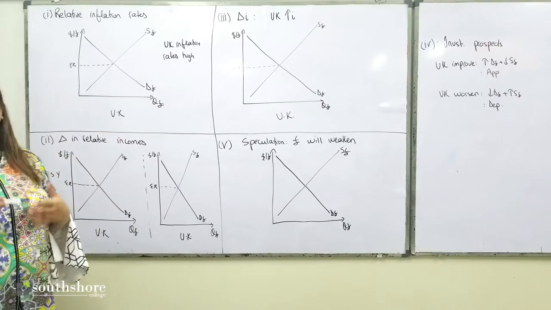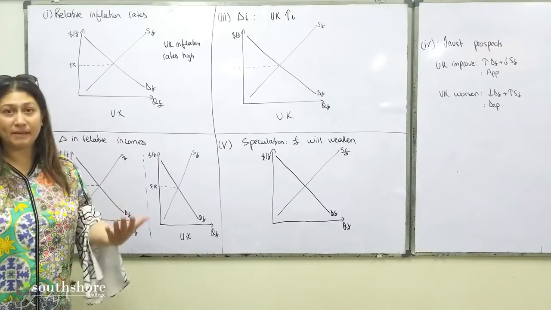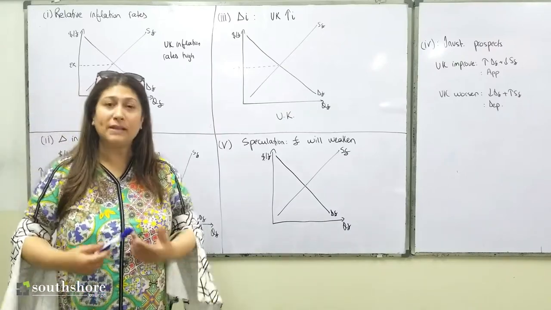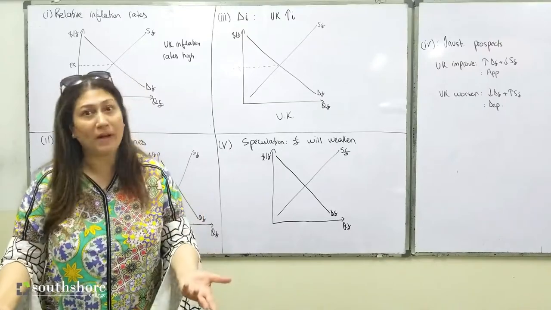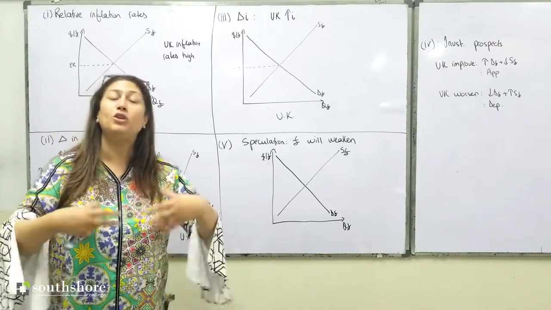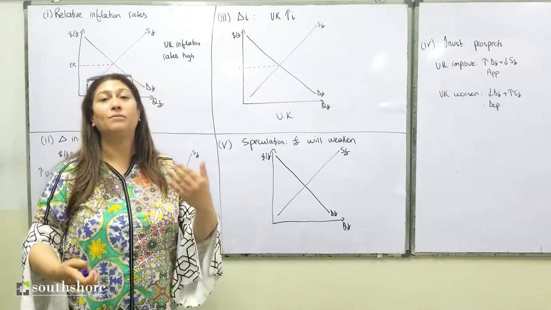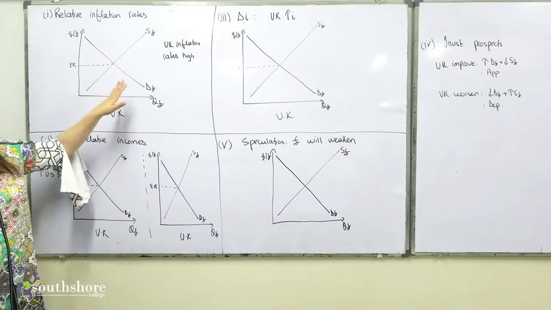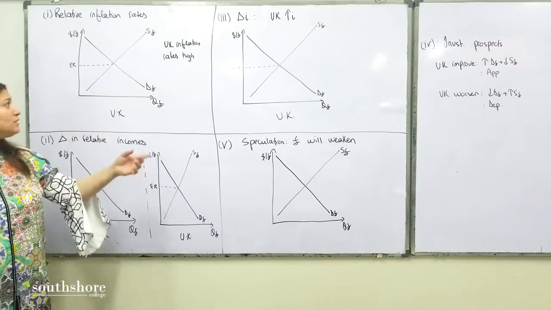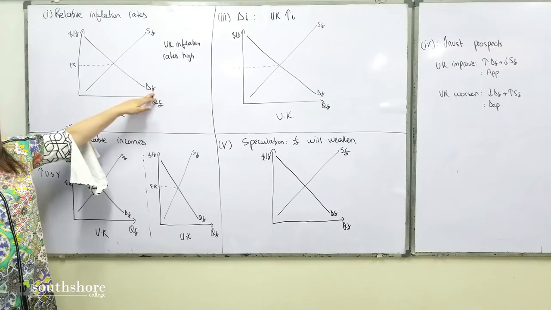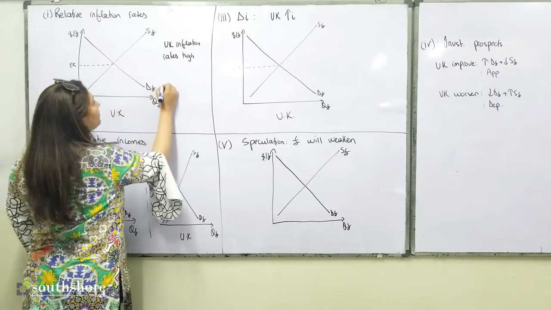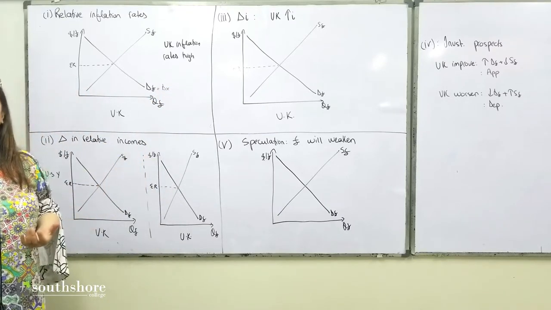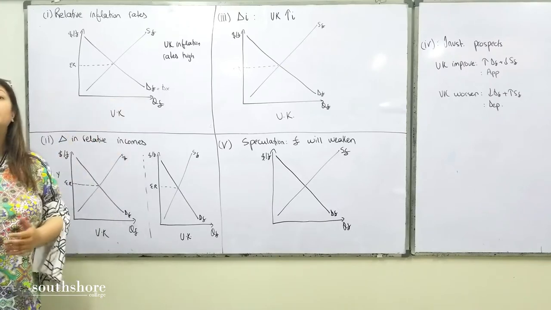Well, all UK produced goods and services are now becoming very expensive. People in the US will not want to buy them as they are becoming more expensive. Which curve will that affect and why? If you turn back, you'll see the demand for pounds represents a demand for exports. So if people don't want to buy UK produced goods and services anymore, they will not demand the pound as much as they did before.